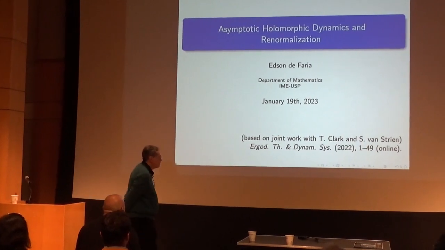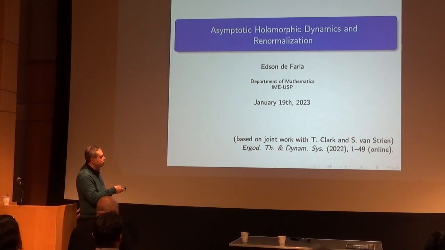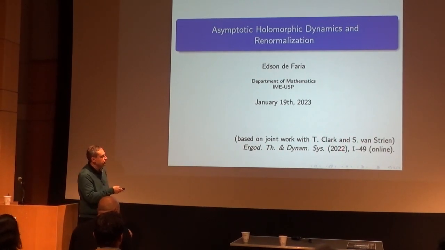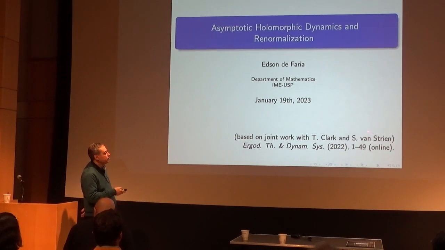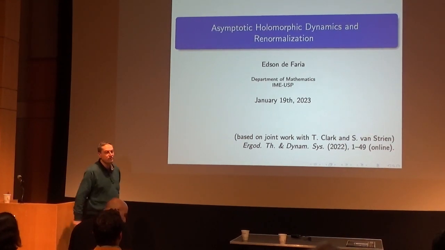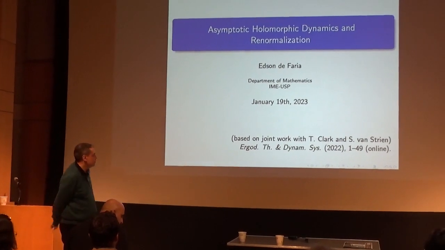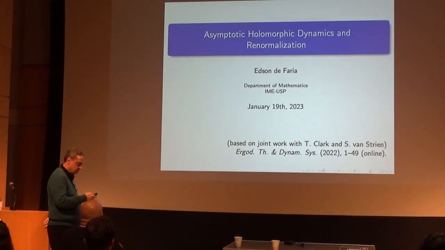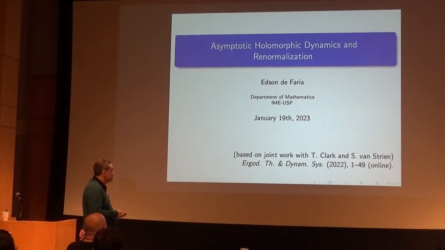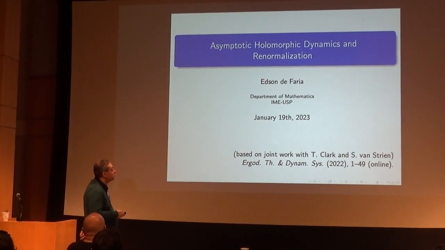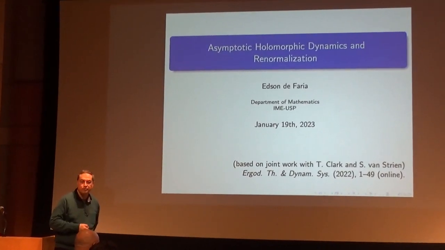First of all, everything I'm going to talk about is joint work with Trevor, who unfortunately is no longer doing math. He went to machine learning and stuff, and with Sebastian, who is a professor at Imperial College and is a real expert in one-dimensional dynamics. He was supposed to be here, but he had a surgery, an operation.